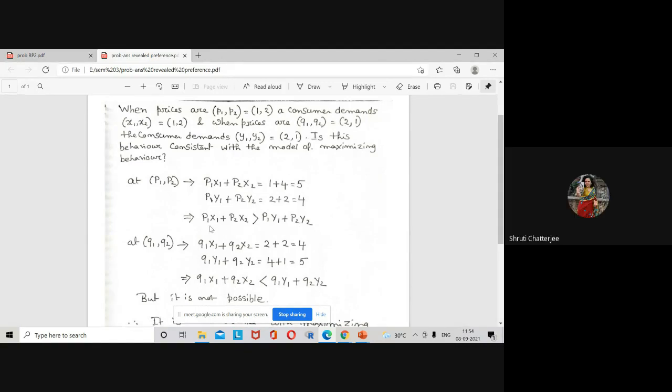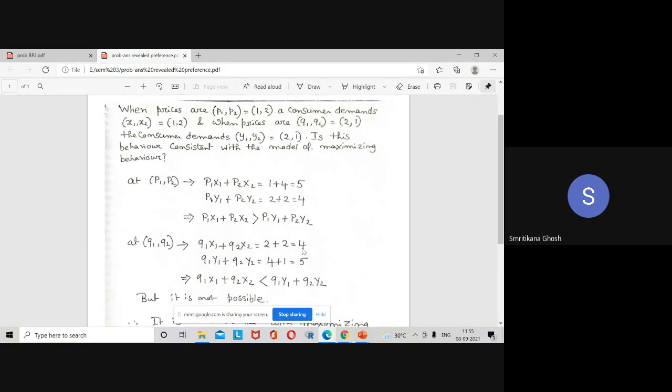Yes, ma'am, agreed. If this inequality is true, then x1, x2 is directly revealed preferred to y1, y2. Fine. Now, for the other price, q1, q2, you have to find out q1 x1 plus q2 x2. This is 4. And q1 y1 plus q2 y2, this is 5.